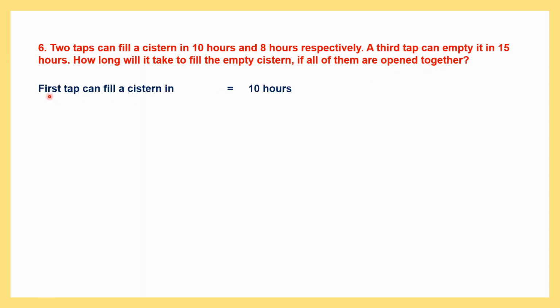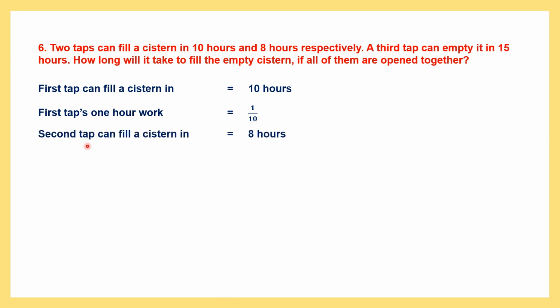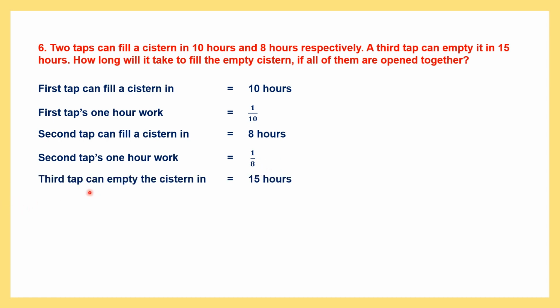So first tap can fill a cistern in 10 hours. So we need to know how long it will take to fill it in 1 hour. So in 1 hour it will be 1 by 10. The second tap can fill a cistern in 8 hours. That means in 1 hour it can fill 1 by 8. Third tap can empty the cistern in 15 hours. So the third tap's 1 hour's work is 1 by 15.